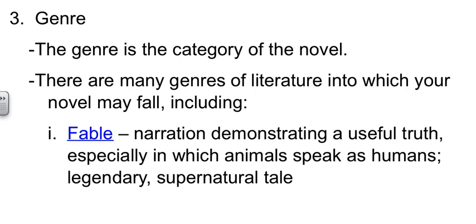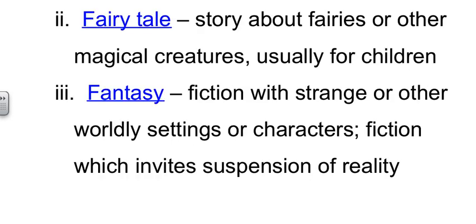You're not going to see all of them, but just in case, we'll put them out there. The first one is a fable. A fable is a narration demonstrating a useful truth, especially in which animals speak as humans. Legendary or supernatural tales are all fables. So if you think about Aesop's fables, you will be in the right ballpark for this genre.